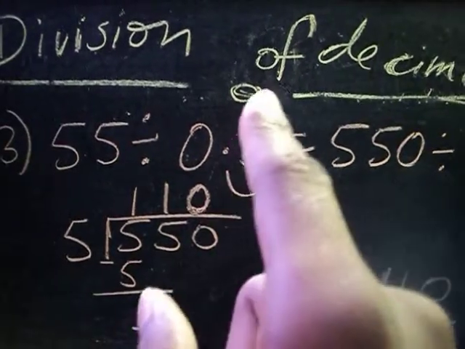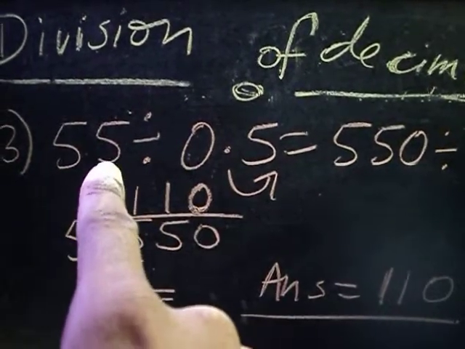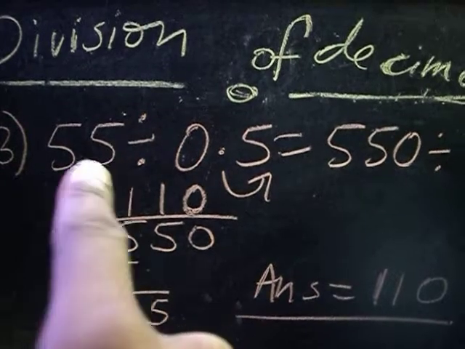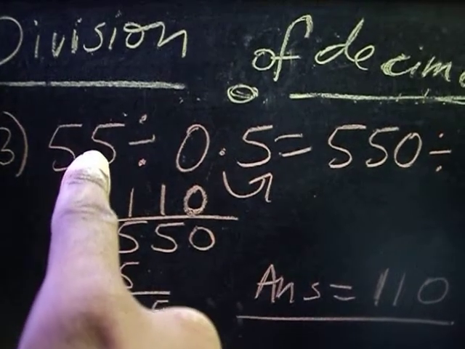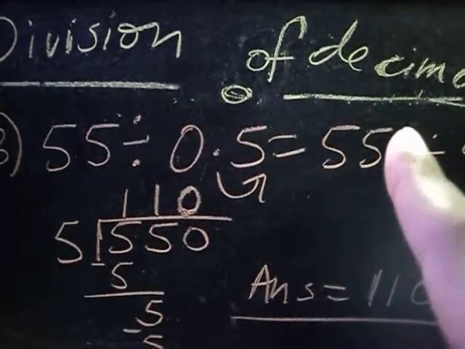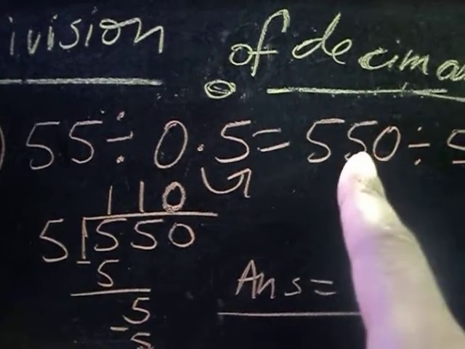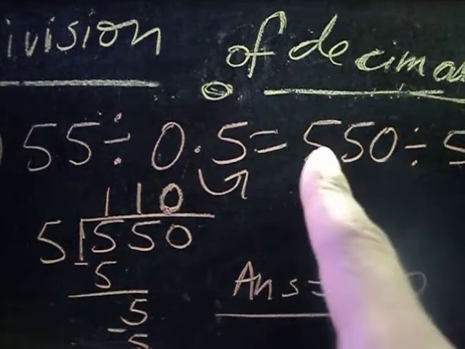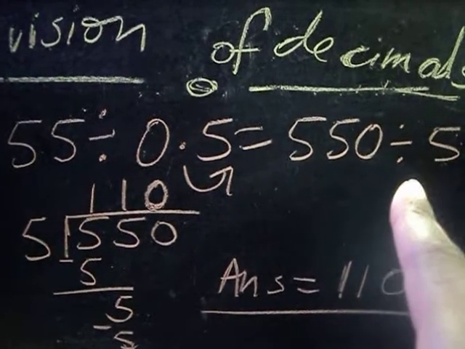Now, since I multiply this by 10, I have to multiply that by 10 also. So you have 55. 55 multiplied by 10 is 550. You add what? A 0. You add a 0 to that. So it is 550 divided by 5.